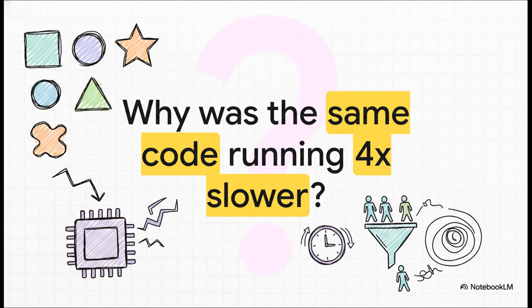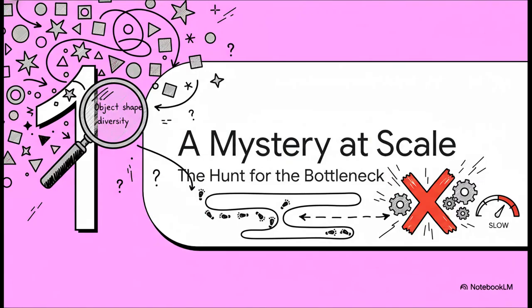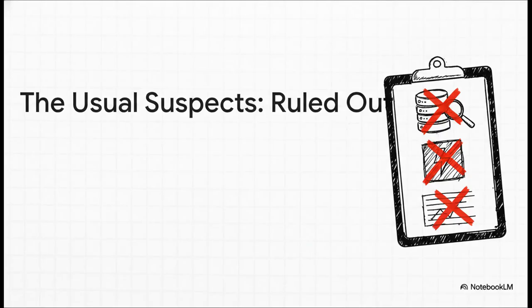So, what on earth was going on? Why was the very same code handling basically the same kinds of requests suddenly running 4 times slower? This wasn't just some simple bug, it was something way, way deeper. As you can imagine, the team immediately launched an investigation. This was a true mystery at scale, and they had to hunt down that bottleneck before it started seriously degrading the entire user experience.